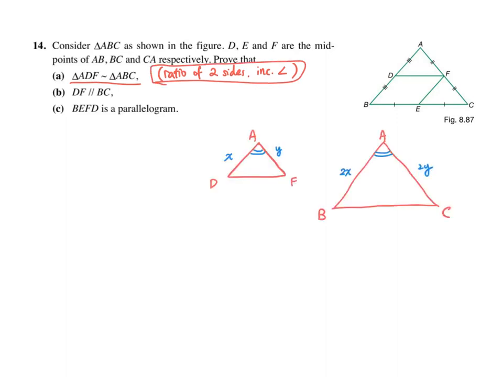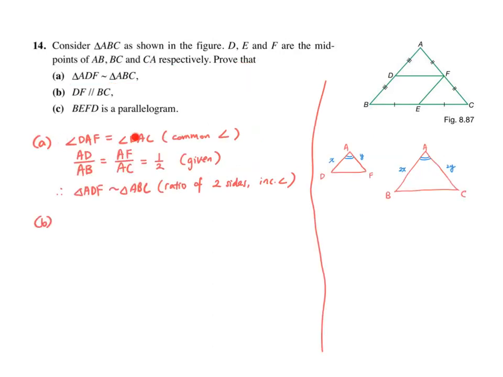I think most of you would have forgotten already, so let me review what this is. If you want to use ratio of two sides, included angle, you have to check the ratio of AD over AB and then AF over AC. You can see that both of them equal 1 over 2 because D and F are the midpoints. Then you can claim angle DAF and angle BAC are equal because they are the common angles. So how do we present the answer? Let's follow this. Okay, so now you can refer to the presentation in part A.